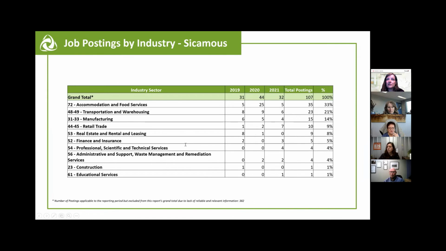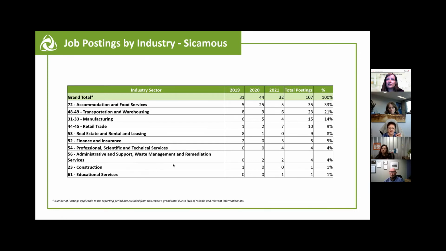And job postings. So what were the types of jobs? And again, you can see here broken down by the various categories. As I said, interest in accommodation, food service really scored at the top. Transportation, warehousing, manufacturing, all the way down through construction as an example. So construction was pretty low. There was only 1 job posting in 2019 and nothing appearing in 2020 or 2021.